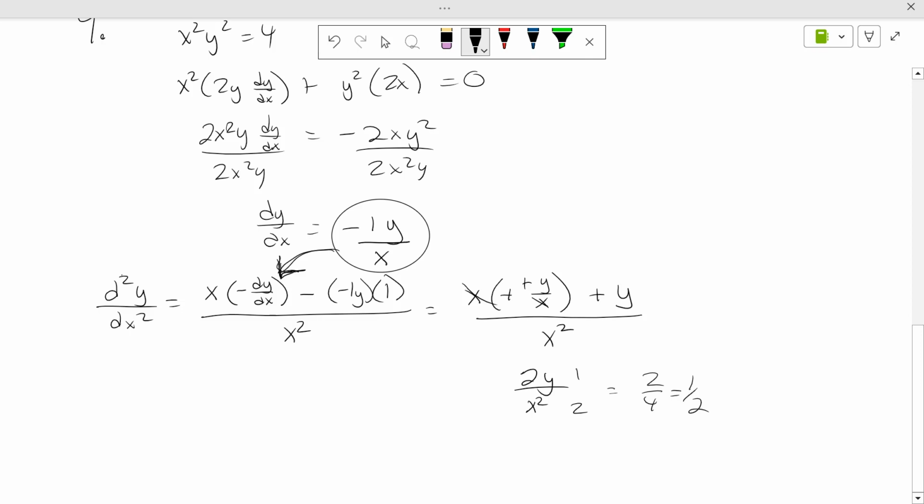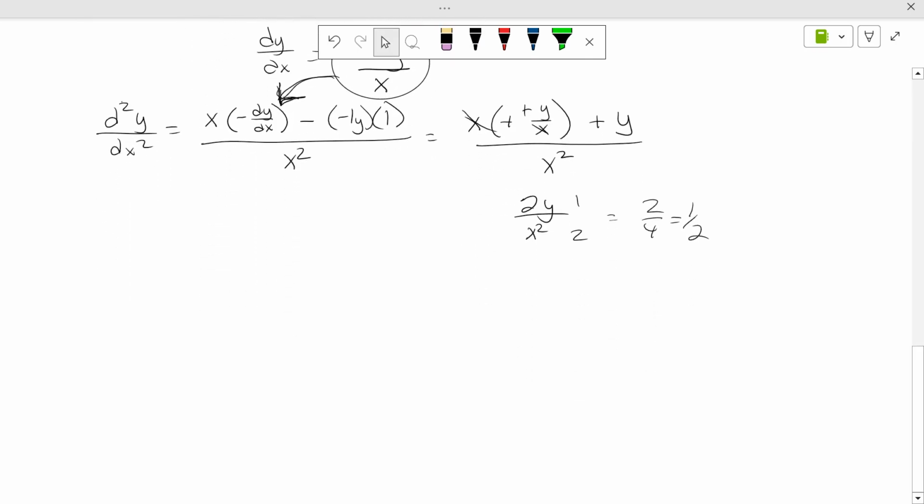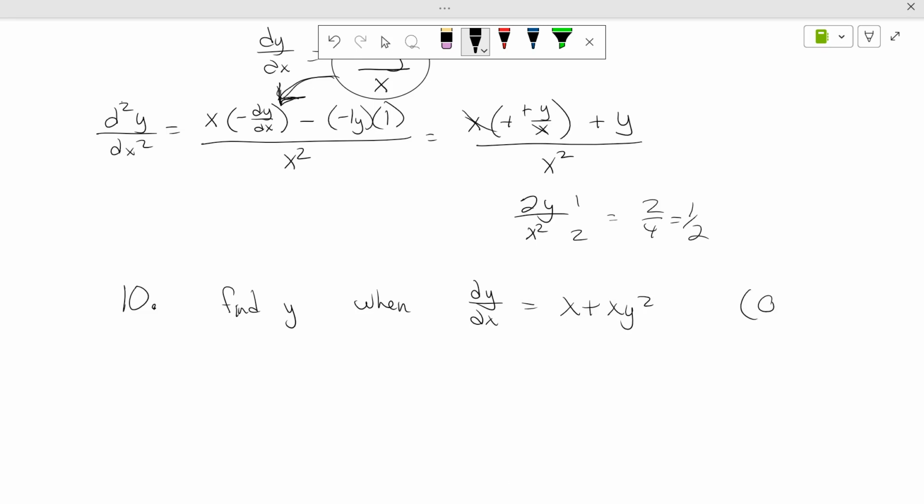Okay, we ready? Okay, this next one, I do it the long way. There's a shortcut, but I go the long way around because I don't ever remember the shortcut in my mind. So here we go. We want to find y when dy dx equals x plus xy squared and y of 0 equals 1. All right. So we got to use separation of variables.